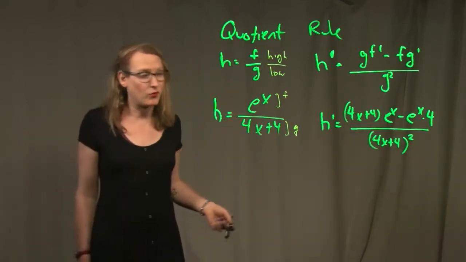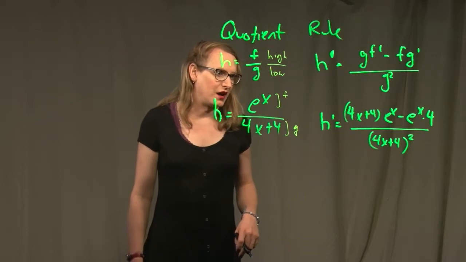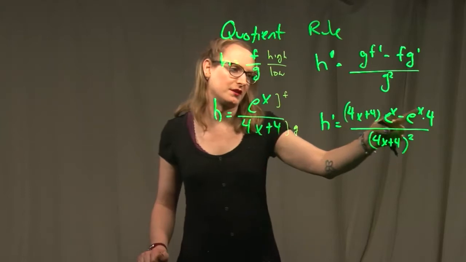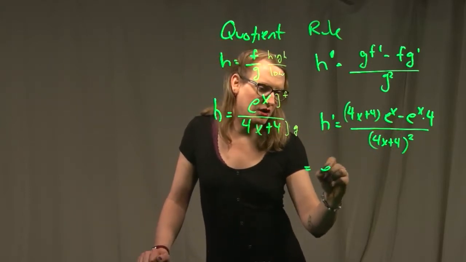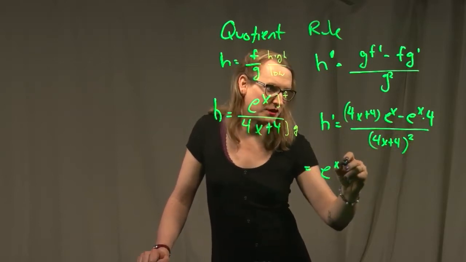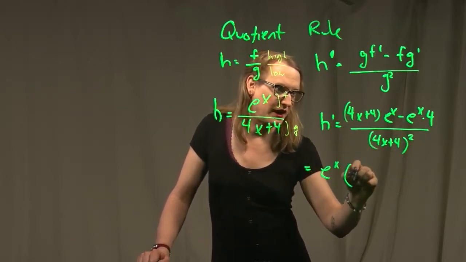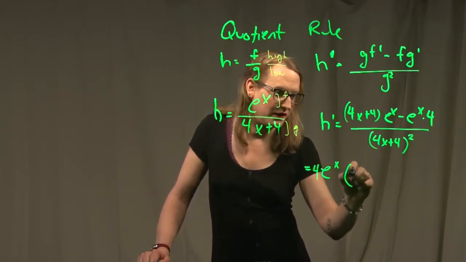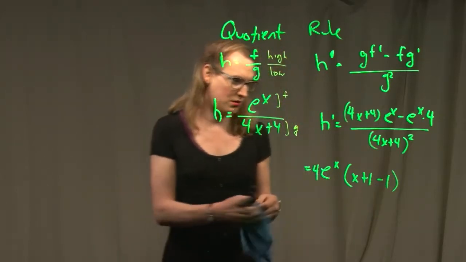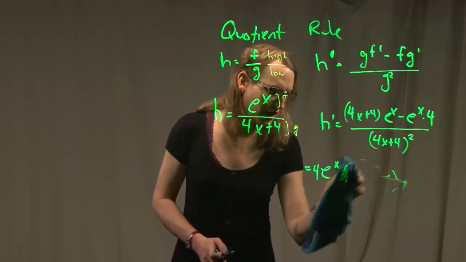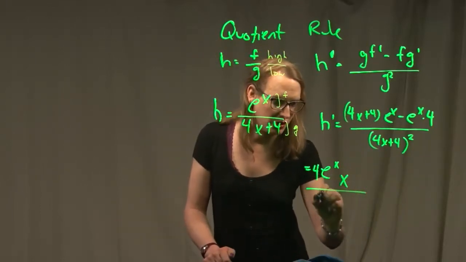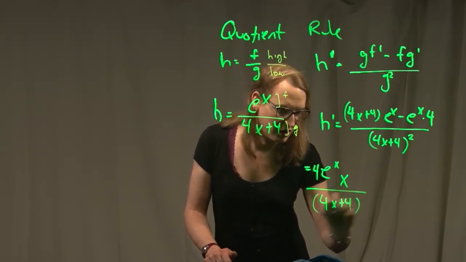Should we simplify it one level? I kind of want to. I don't know, I kind of don't want to also. So let's do it once. So let's pull an e to the x out of that. So I have e to the x. So I pulled it out of both of those. Ooh, I can take a 4 out also. So I'm going to have 4. And then I get x plus 1 minus 1. Oh, sweet. That means I get to just write 4x, 4e to the x. Wicked. All over 4x plus 4 squared.